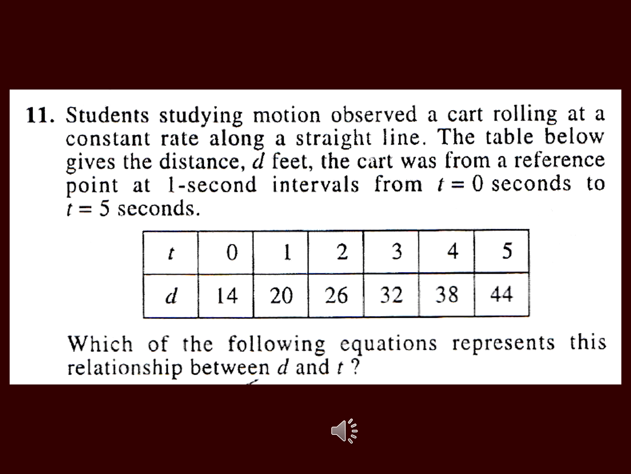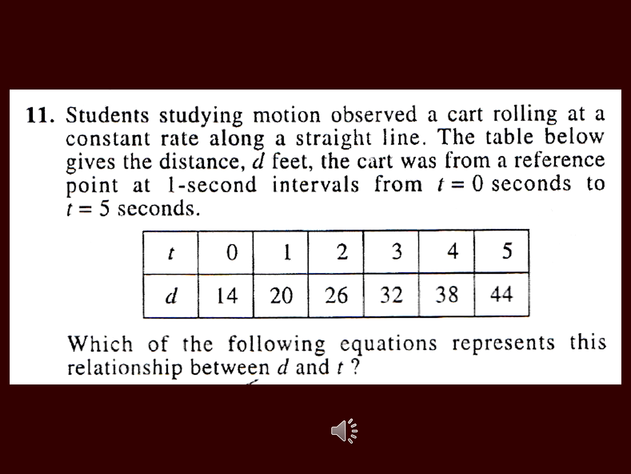Next up, we're looking at number 11. Students studying motion observed a cart rolling at a constant rate along a straight line. The table below gives the distance d in feet the cart was from a reference point at 1 second intervals from t equals 0 to t equals 5 seconds. You see a table and it says which of the following equations represents this relationship between d and t.